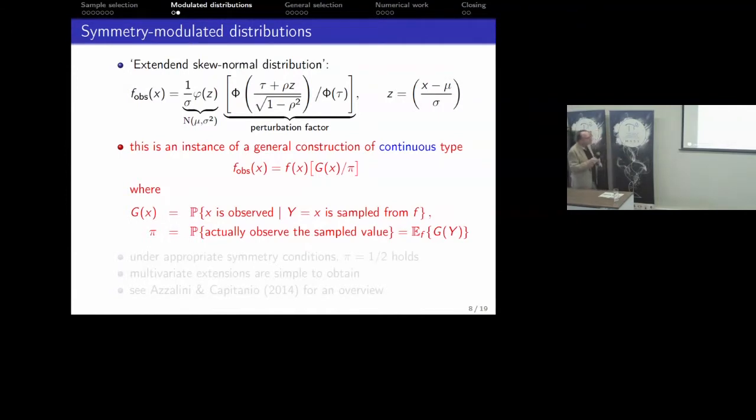And this is an instance of a general construction very much in use within continuous types of distribution, where we take a density f, we multiply by this factor g(x), which is explained, and then we normalize. And g(x) is the probability that, having sampled a certain value x from f, we observe it. So from the density f, we sample the value x, and then we decide whether we observe it, we put it in the sample, or we throw it away. With probability g(x), we put it in the sample. Otherwise, it's lost. And phi is the expected value of this thing here with respect to the density f. So this term in the denominator is the correct normalizing factor.